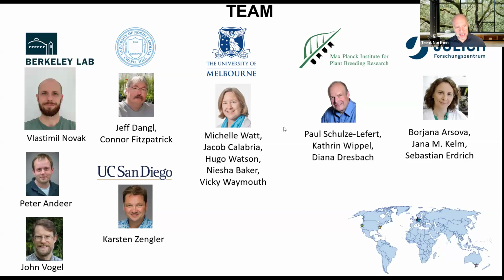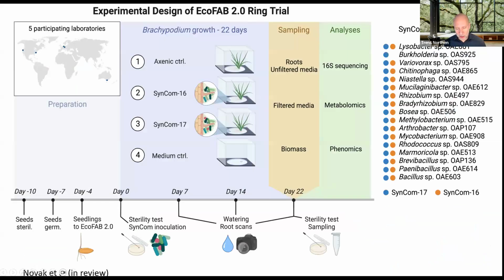We had many of the leading labs in plant microbiome research across the world. So Australia, 2 labs in Germany, 2 different labs in the United States. And we all performed this same study, where we're comparing 2 different microbiomes. One is the complete community, a 17-member community. The other one, the only difference is we're leaving out this Burkholderia. And I'll tell you in a second why that's interesting.